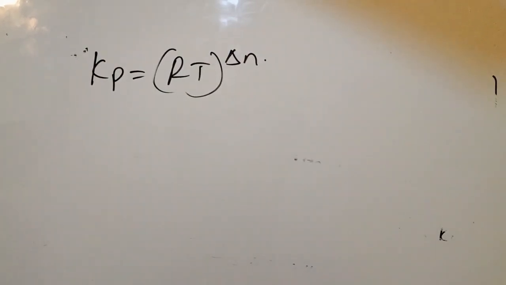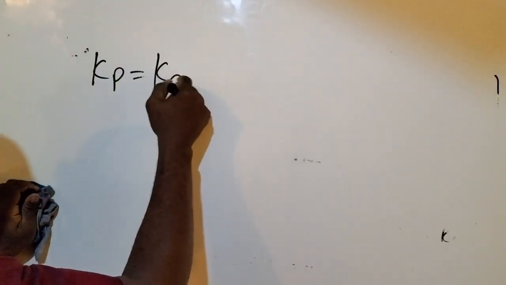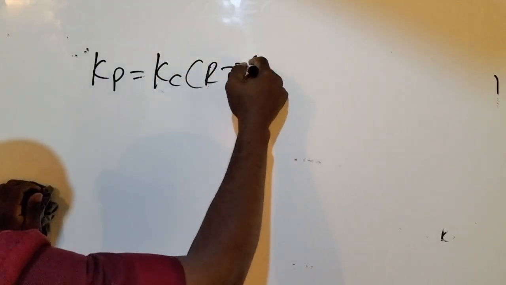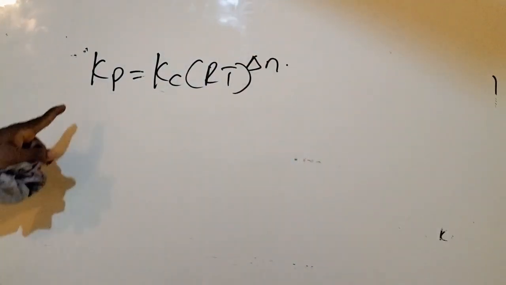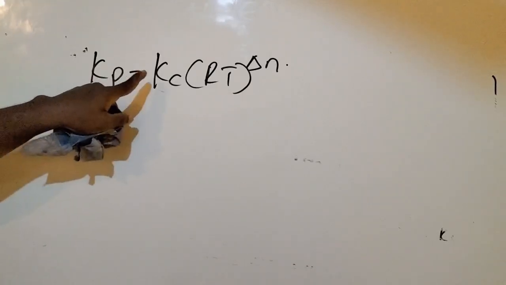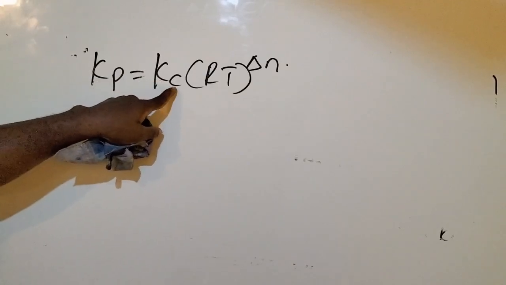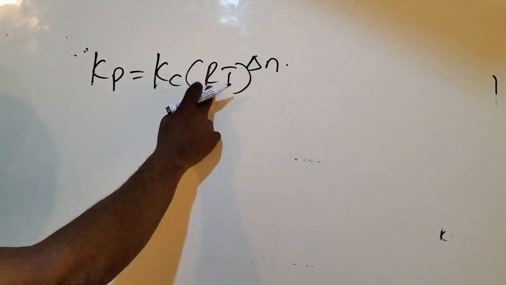Okay, there's an error. Let's correct it. We have to bring in Kc. That is Kp equal to Kc into RT. Then that is the relationship between the two of them, where Kp is the equilibrium constant with respect to partial pressure of the gaseous system, Kc is the equilibrium constant with respect to concentration of the gaseous system, and R is the gas constant.